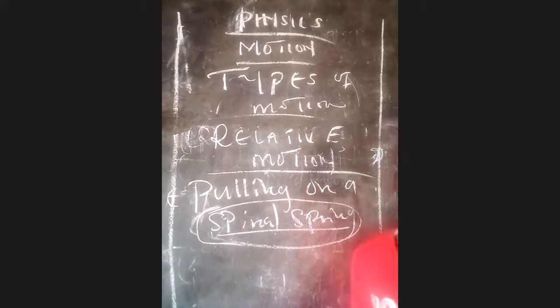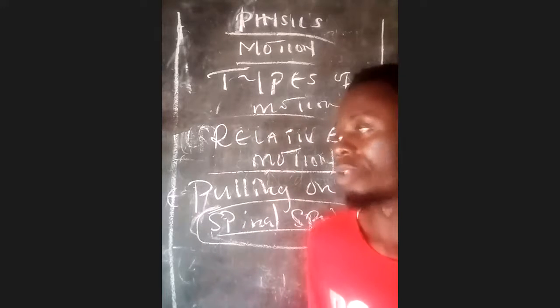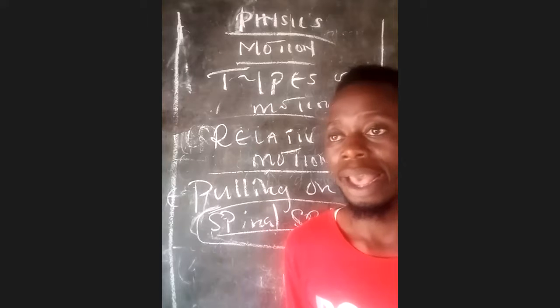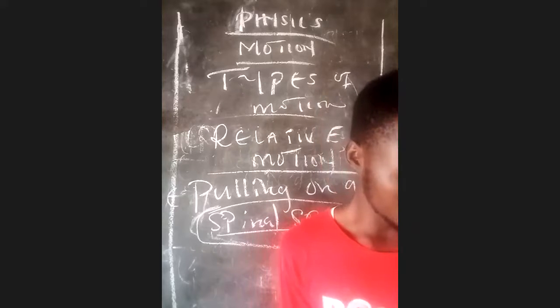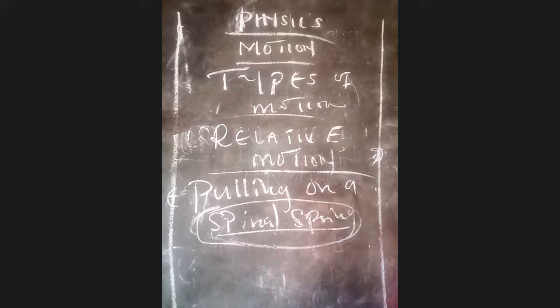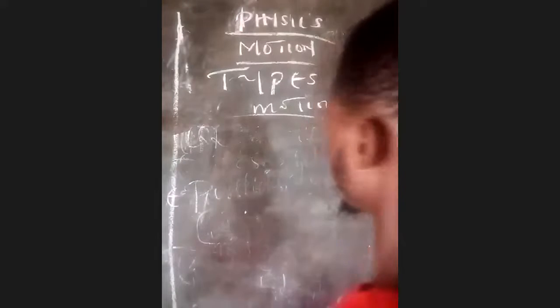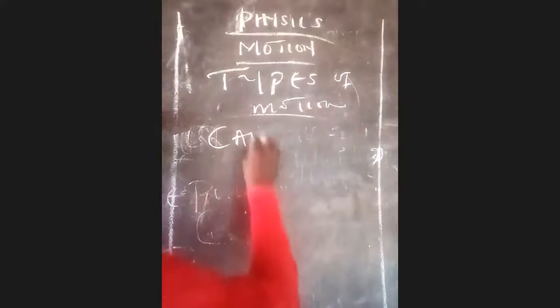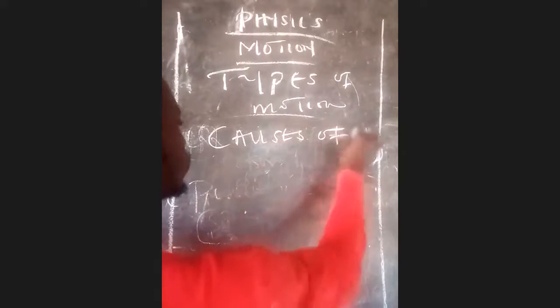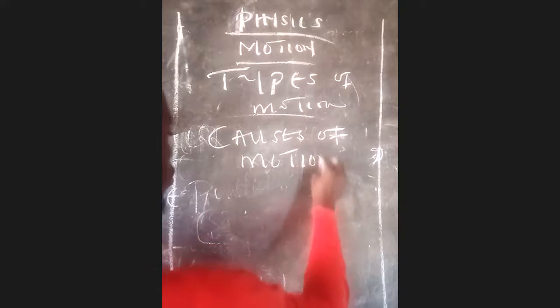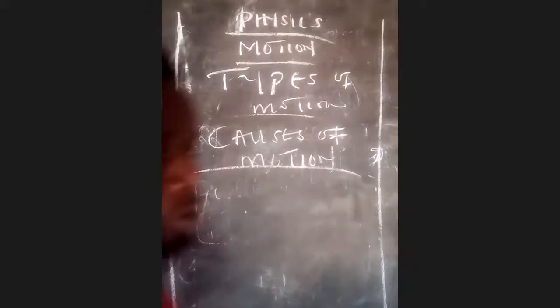Those are the types of motion we have discussed so far, and we looked into examples of those motions. What we are going to now is the causes of motion. We try to look at some part of it before the class comes to an end. Causes of motion.